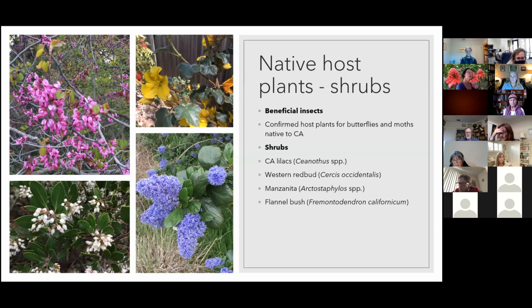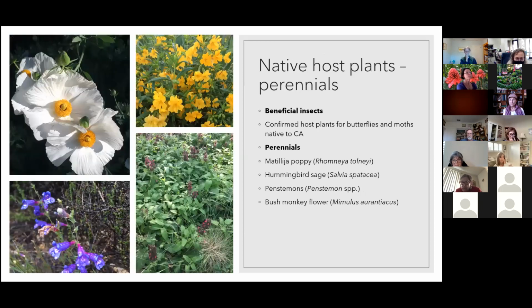So here are some native shrubs, and these are all taken in our garden. They're all very pretty, just to look at and to enjoy the flowers as well. So we still have that pretty aspect. We have the California redbud on the top left. The yellow one is the Fremontodendron or flannel bush, manzanita at the bottom left, and then the California lilacs, which there are a lot of out there in the horticultural market, and they're really pretty.